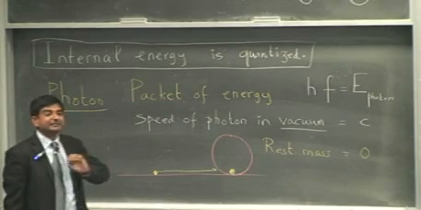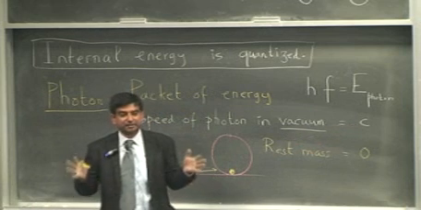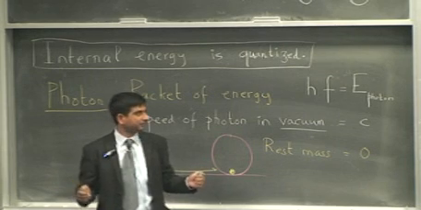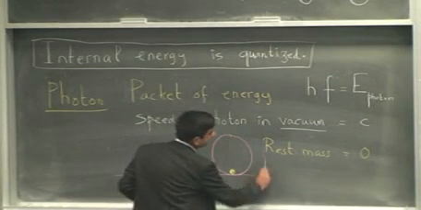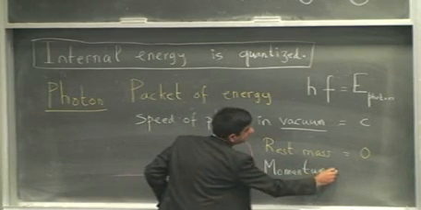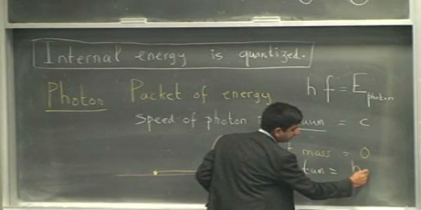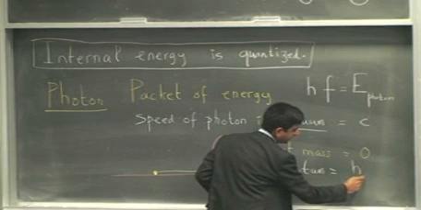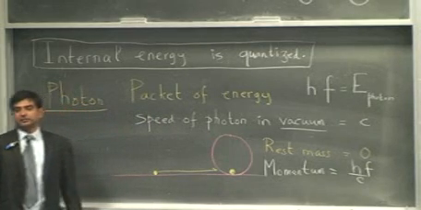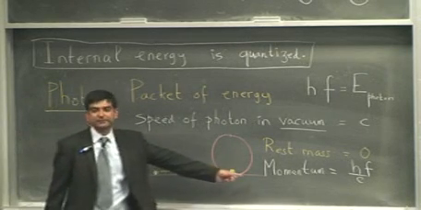But when it moves with the speed c, it does have some momentum, right? It does have some momentum, and the momentum of the photon is given by h over lambda, which is hf over c. This is the momentum of the photon.